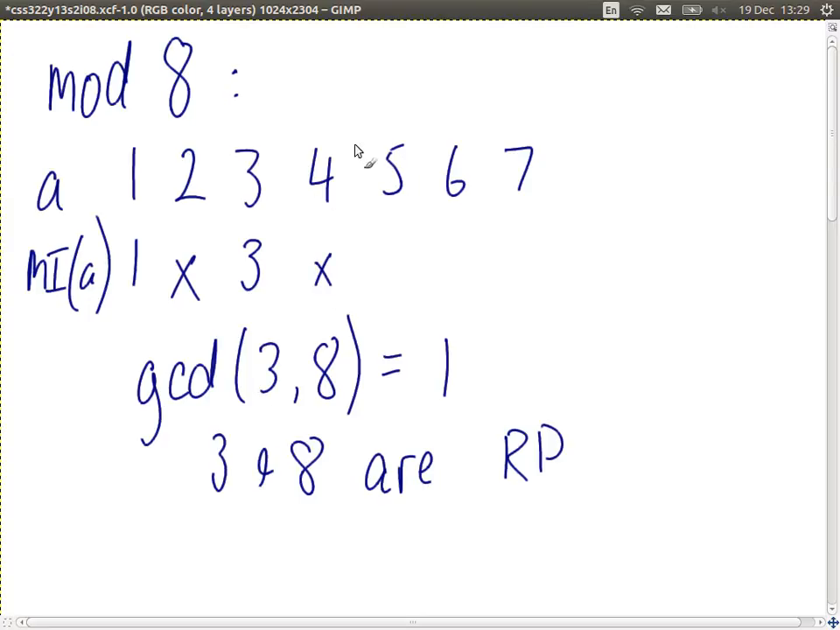Are 5 and 8 relatively prime? Yes, because the greatest common divisor of 5 and 8 is 1. 5 is a prime number, and 8 is not a multiple of 5. So yes, it does have a multiplicative inverse. What is its value? 5 times something equals 1 mod 8. Turns out it's actually itself. 5 times 5 is 25, mod 8 is 1, because 3 times 8 is 24.